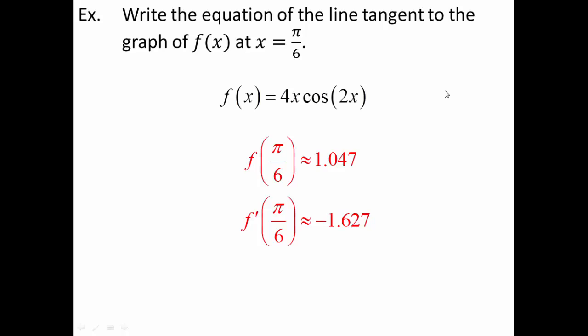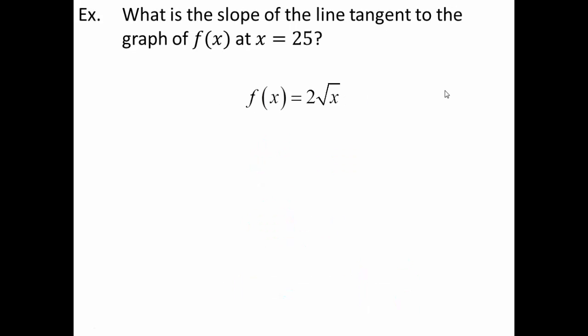My suggestion is to, since we're practicing here, use both methods. Go to your home screen, use the math menu to find your derivative. Go to the graph, use the graphing option to find the derivative. Make sure you're getting the same answer each time. And once I have this, I can go ahead and write my equation of the line using the information I just found.